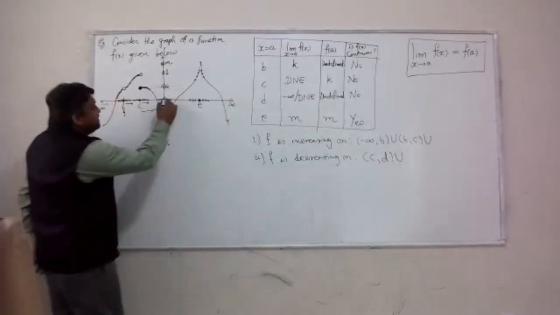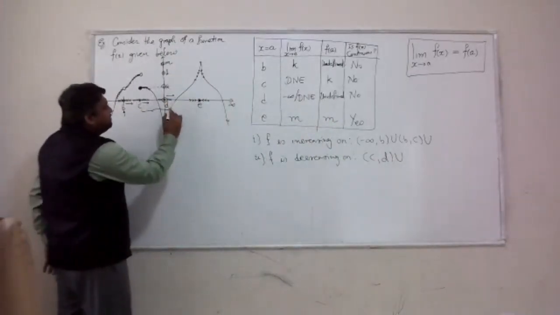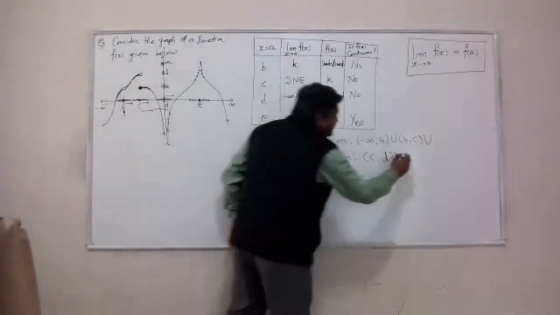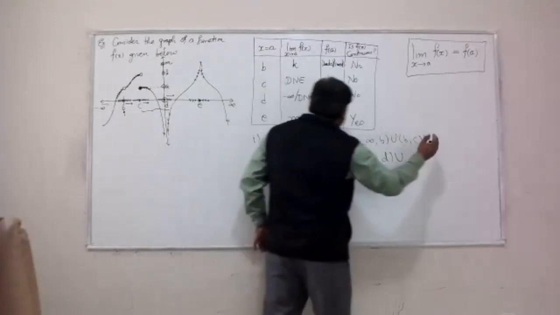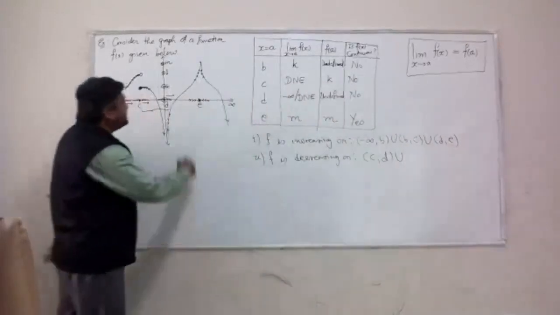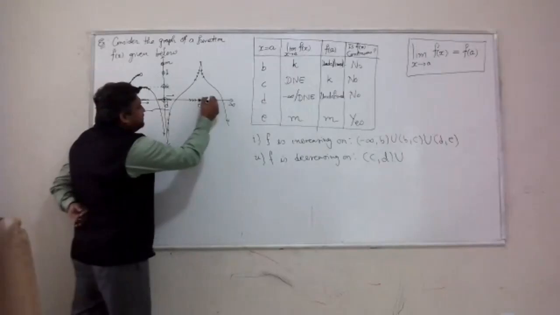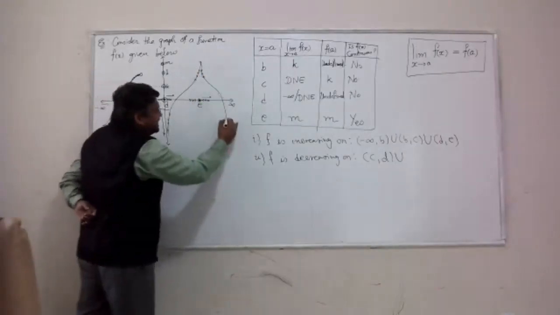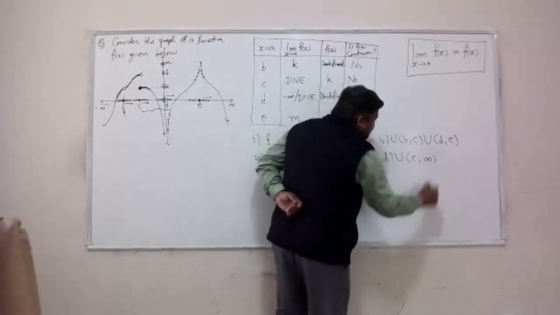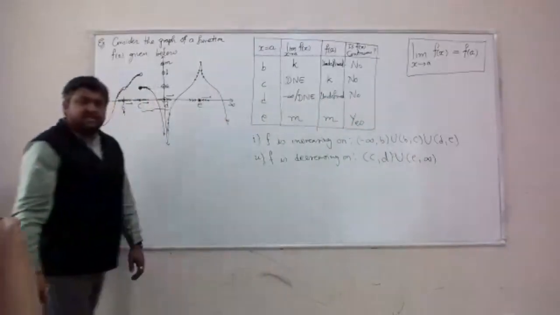All right, on interval D to E, I move from left to the right, graph is going up, right? So on interval D to E, it is increasing. And then finally, on the last subinterval, E to infinity, move from left to the right, graph is going down. So E to infinity is the region where it is decreasing.